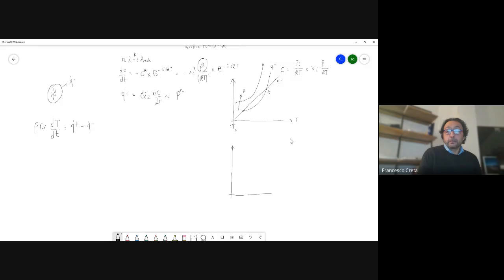So again, we have our heat loss. This is Q plus, this is Q minus. Remember, what we're displaying here on the x-axis is the temperature inside the vessel, starting from T0, which is the temperature of the wall, which is kept constant.